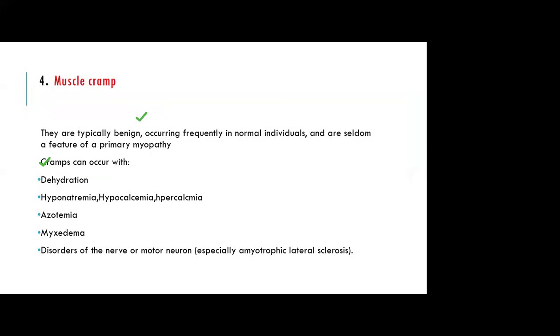Next symptom will be muscle cramp. They are typically benign, occurring frequently in normal individuals. Even some of us would have experienced muscle cramps in one way or another, which are seldom features of primary myopathy. They can occur with dehydration, dyselectrolytemias like hyponatremia, hypocalcemia, or hypercalcemia, azotemia, myxedema secondary to uncontrolled hypothyroidism, and disorders of the motor neurons, especially ALS.